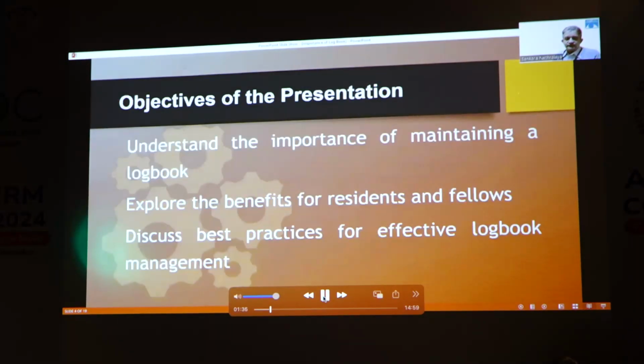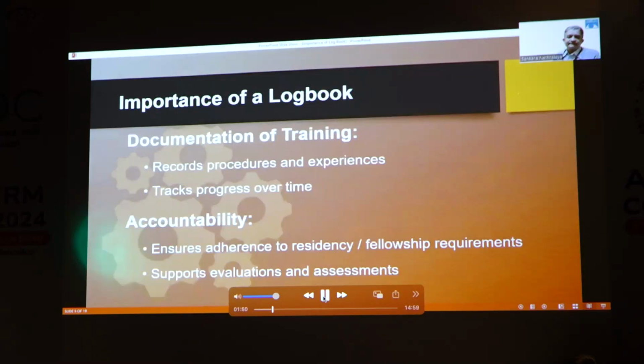So through this presentation, we'll try and see the importance of maintaining a logbook, what are the benefits for the residents and fellows in particular, and also see some of the best practices in effective logbook management.